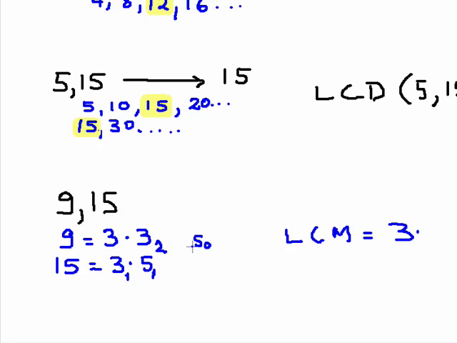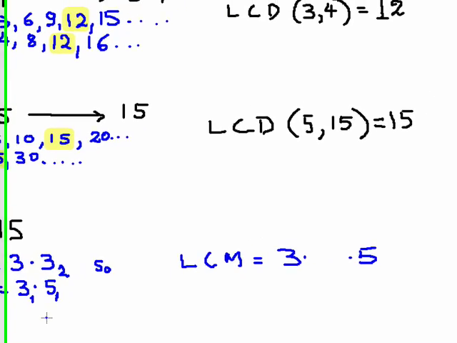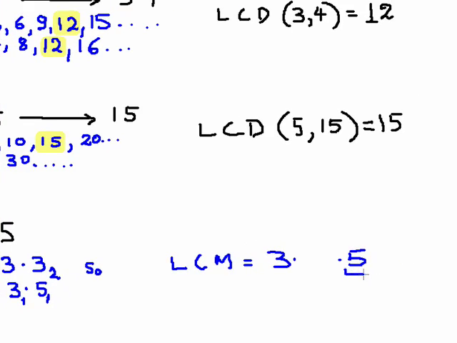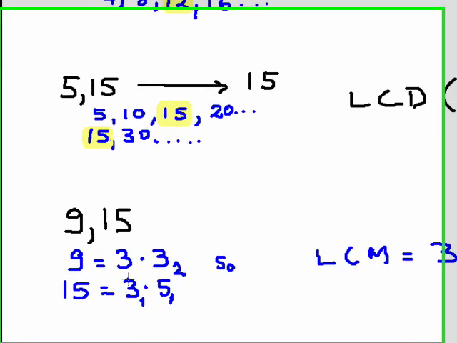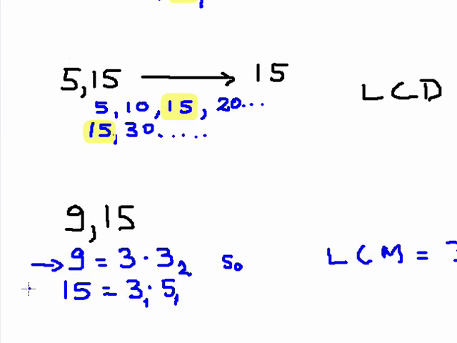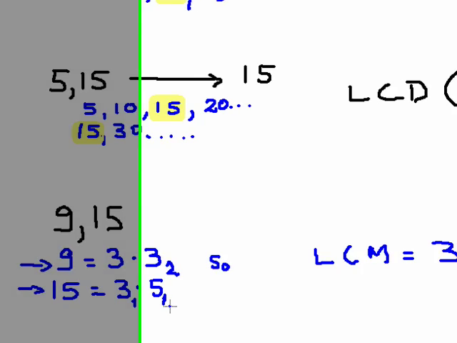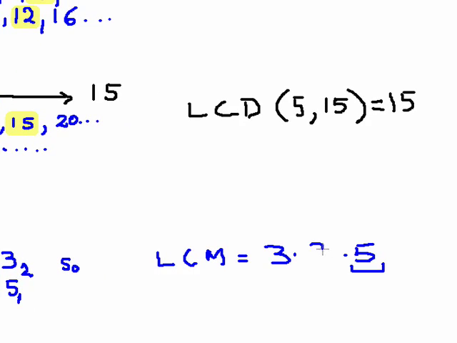So what is the maximum number of 5s that appears in one of those? 1. The 5 appears only once, in the second one. What is the maximum number of 3s that appears in one of these factorizations, on the 9 and on the 15? Well, the maximum is 2 times. Why 2? Because it appears 2 times in the 9 and once in the 15, which is the maximum. You don't add them, you find the maximum, and it's 2. So there are two 3s here.